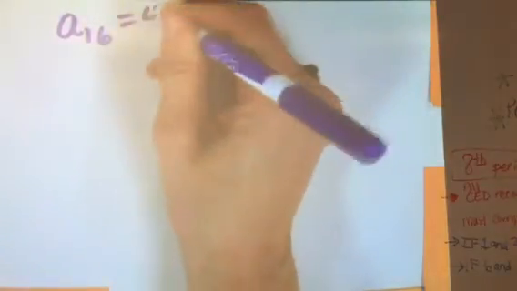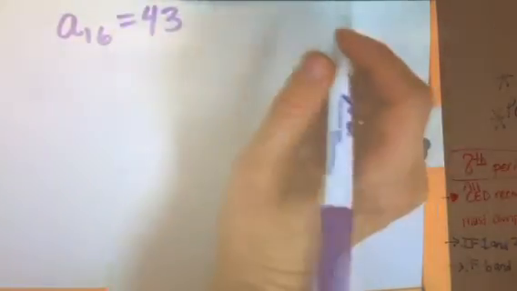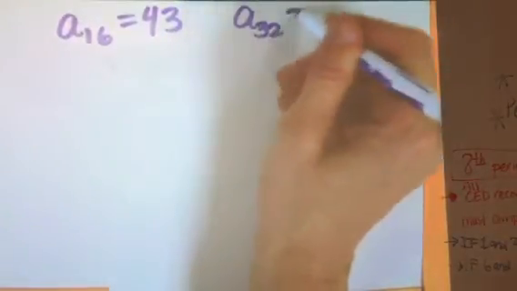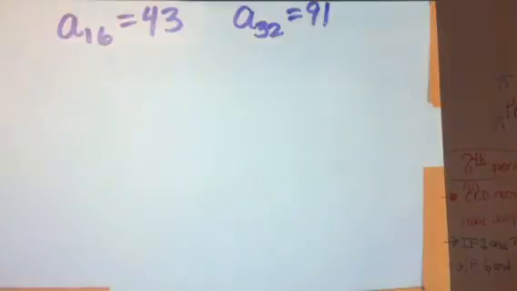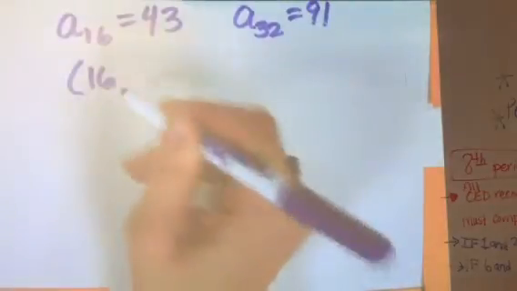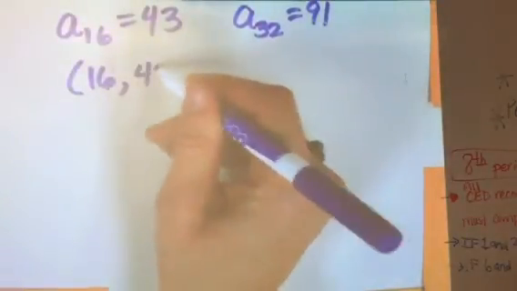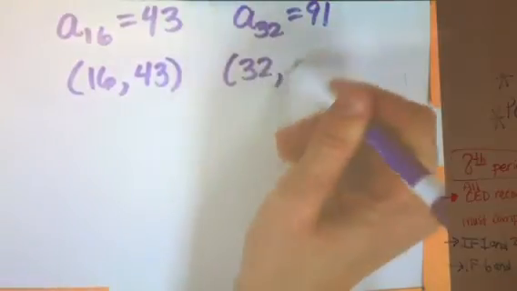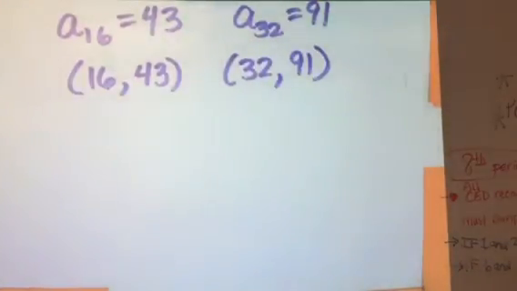Instead of giving you the entire sequence, I'm going to give you two terms in the sequence. A sub 16 equals 43, and A sub 32 equals 91. So these are two terms in the sequence. The term's position is my input, and the actual term value is my output. So I'm going to write this as 2 points on a line. So that's really all you need to know, because you already know how to take 2 points on a line and write a linear equation.